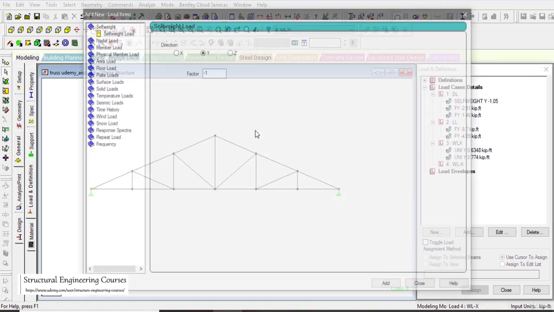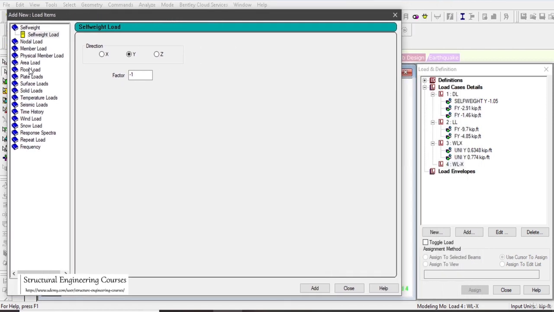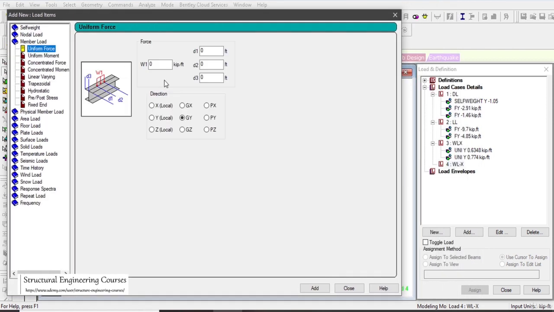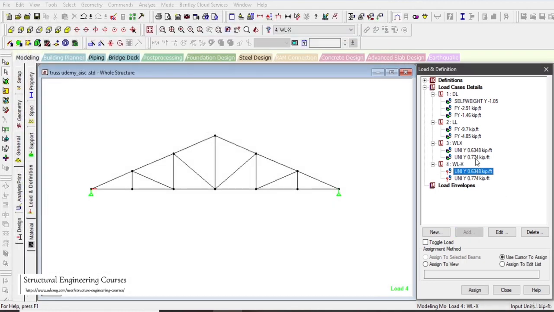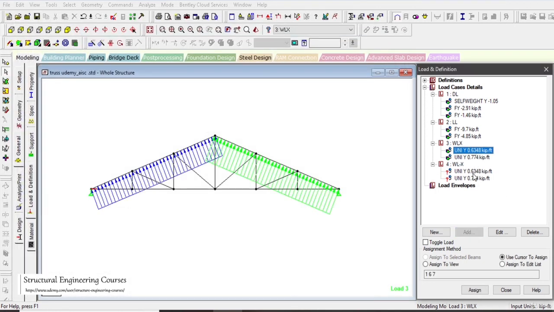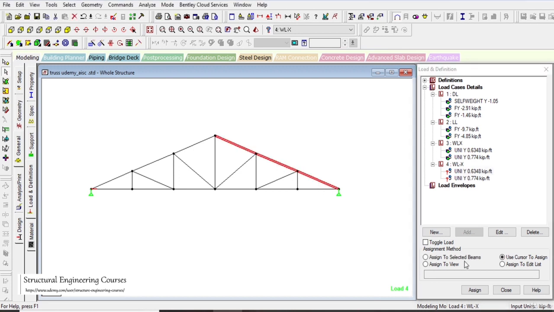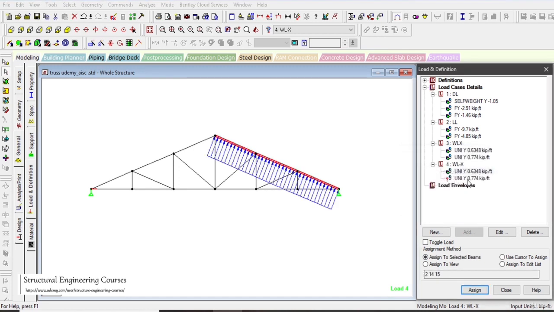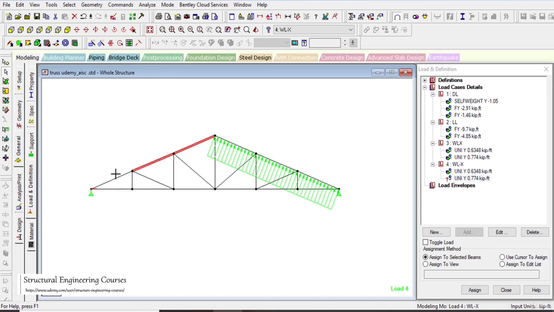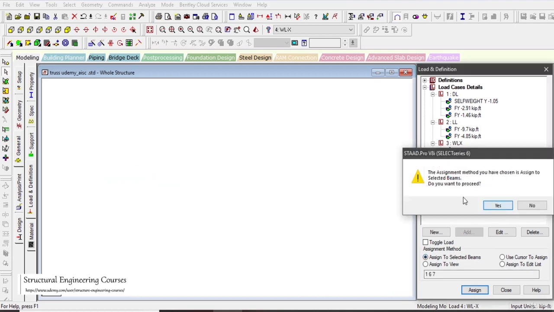Similarly, we do need to reverse the directions also for windward minus X, that is windward will become leeward and leeward will become windward. So we do need to enter 0.6348 for Y local and 0.774. So in this case it was windward, and in this case it is windward. And here we can apply the loading along the leeward direction.